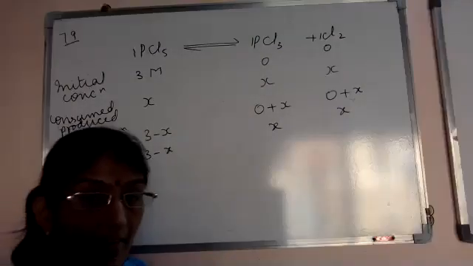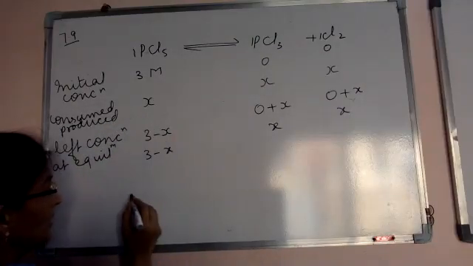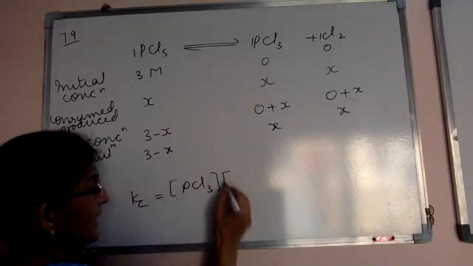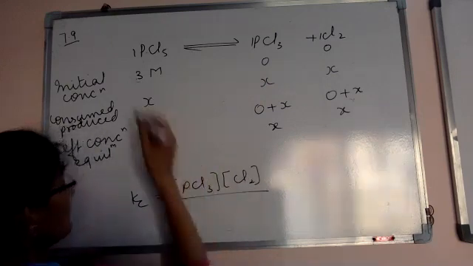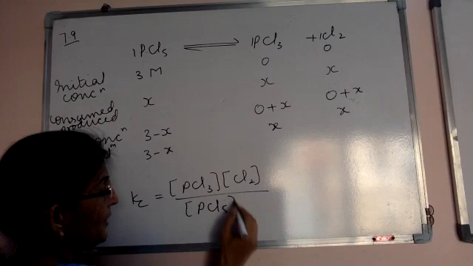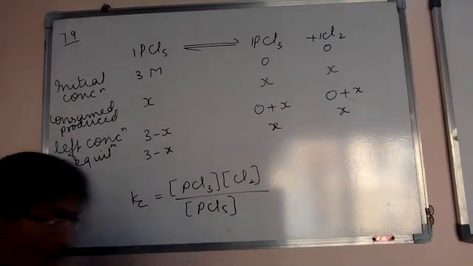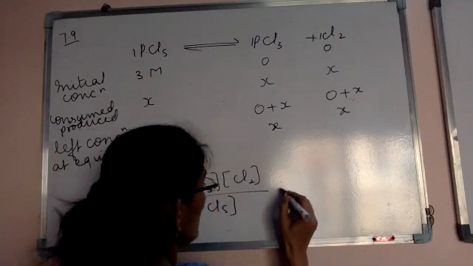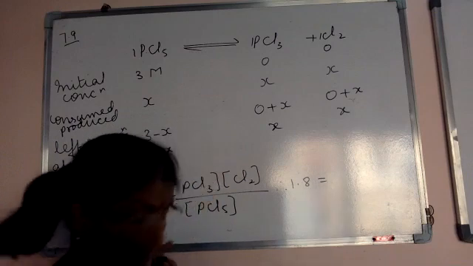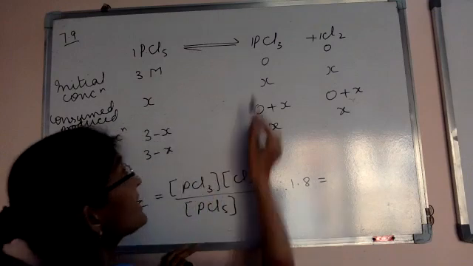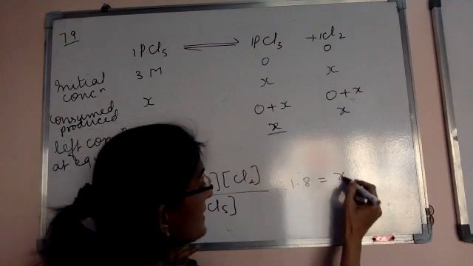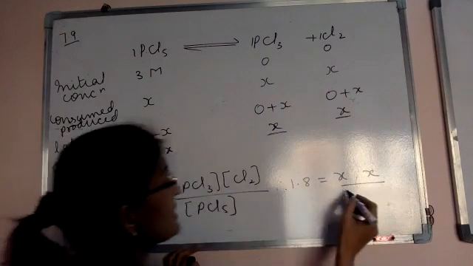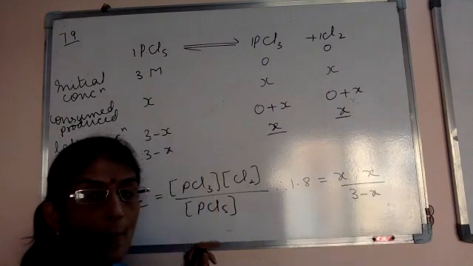Now Kc is given. We can find out the x. What is the formula of Kc? Concentration of product, that is PCl3 and chlorine, over concentration of reactant, PCl5. Put in all the values. Kc is also given to us. Kc for the reaction is given as 1.8. That is equal to, what is PCl3 equilibrium concentration? X. What is Cl2 equilibrium concentration? X. What is PCl5 concentration? 3 minus x. A quadratic equation has come.